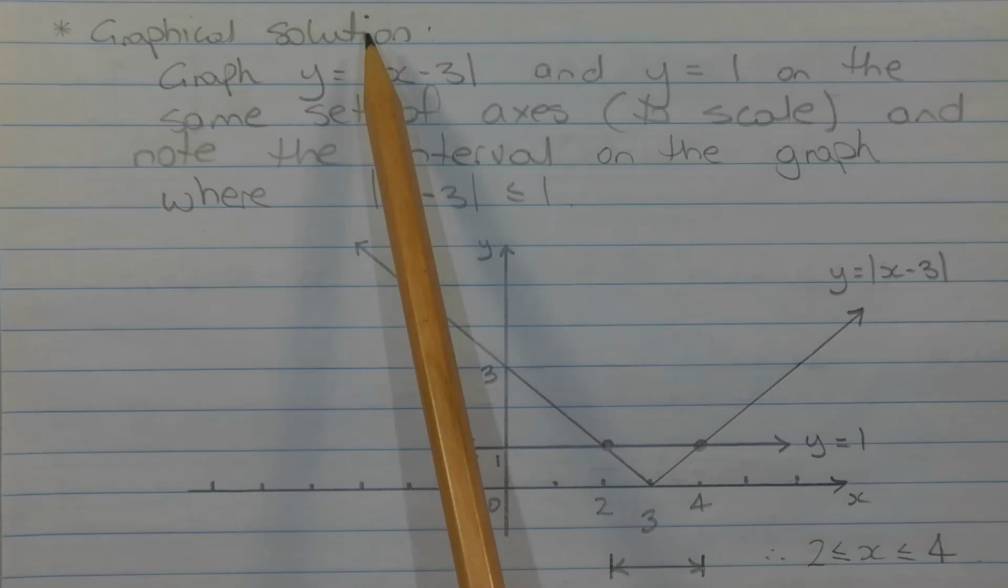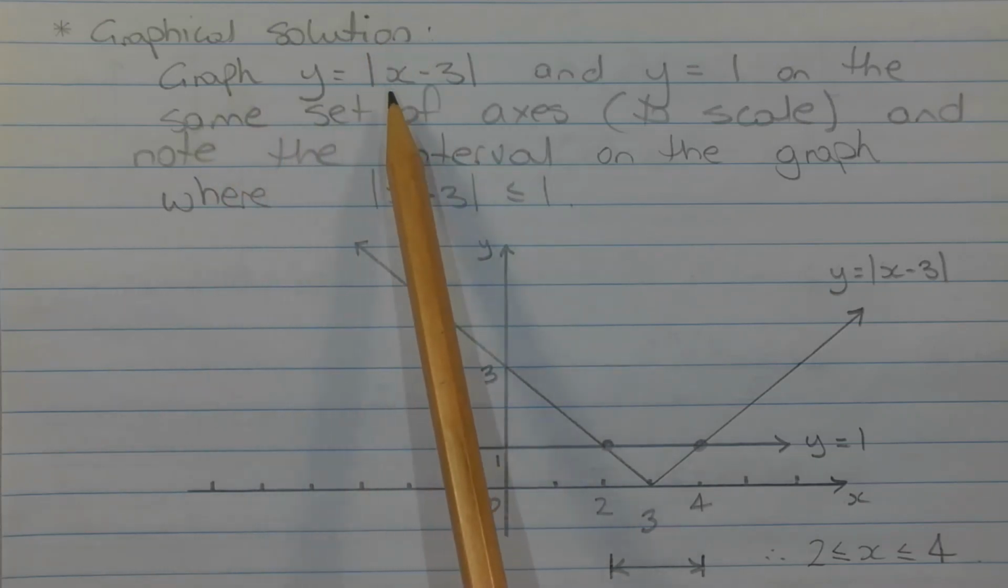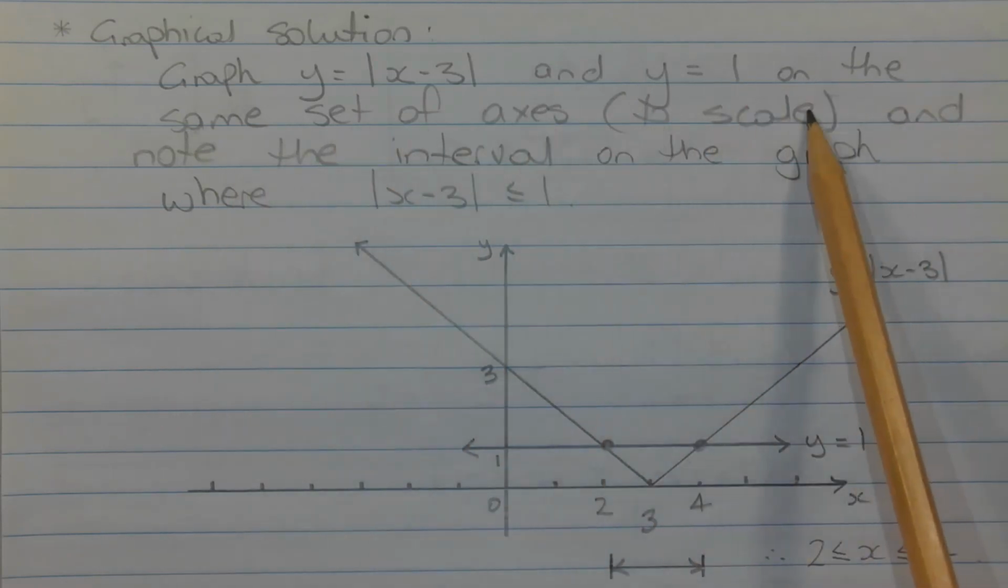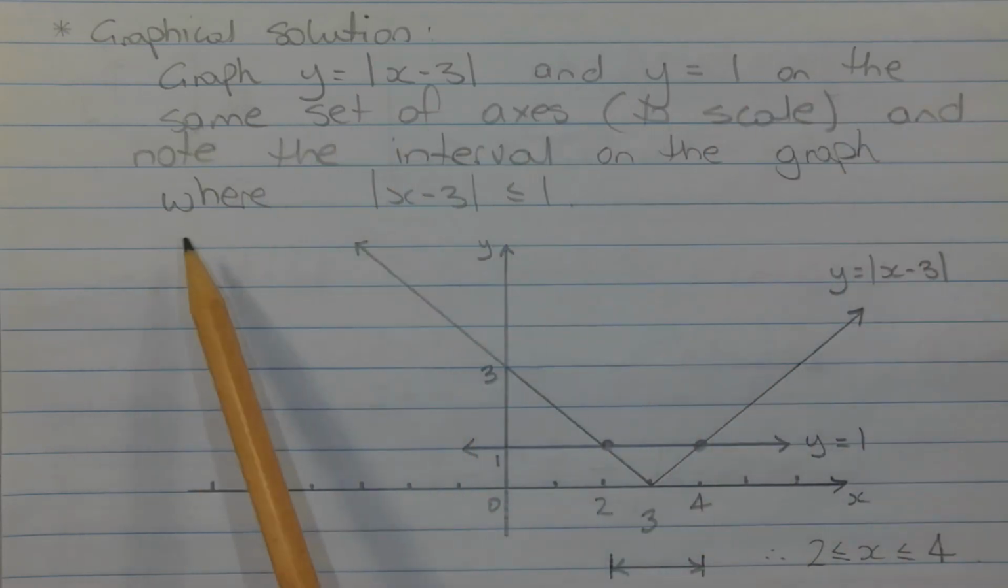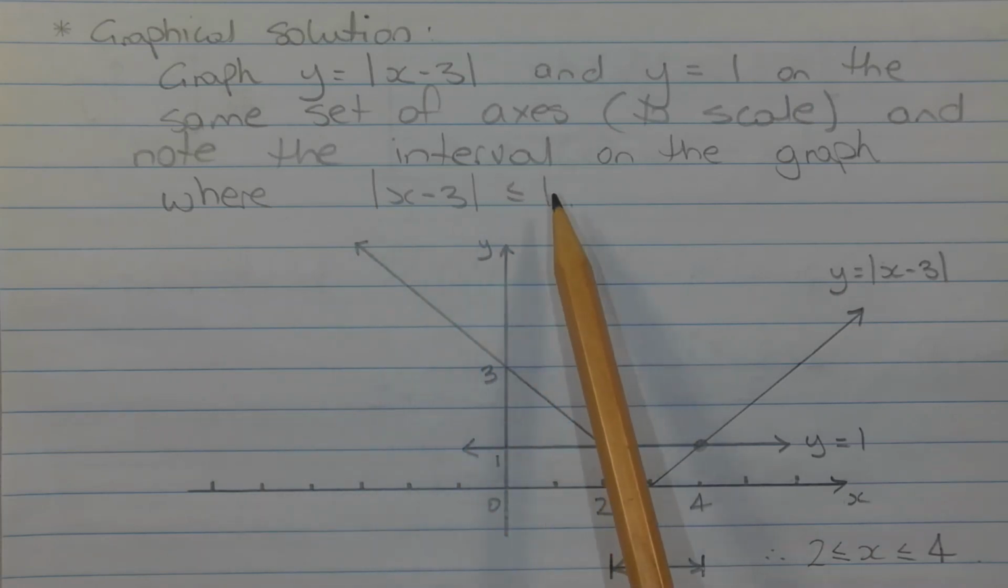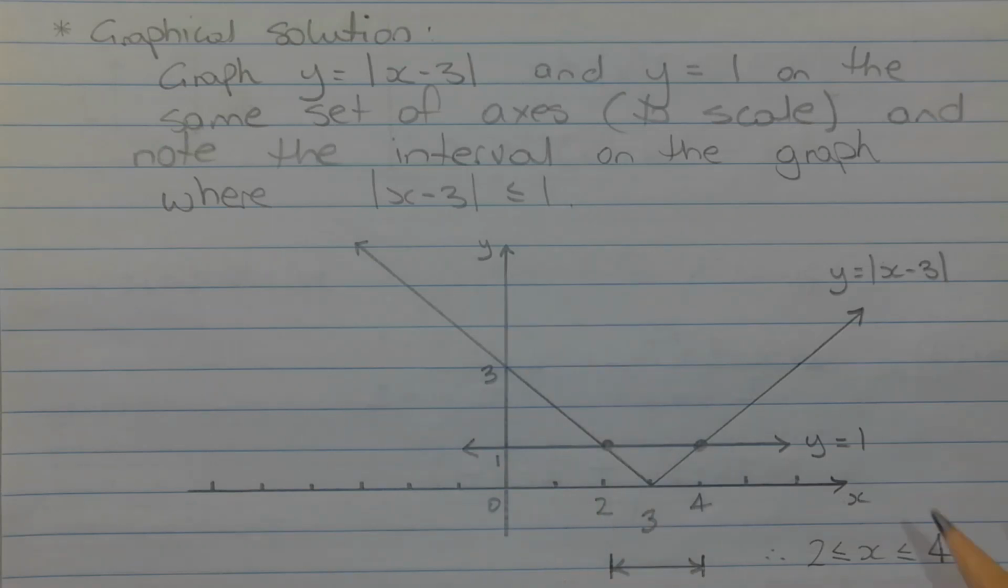Using a graphical solution to solve the inequality, we graph y equals the absolute value of x minus 3 and y equals 1 on the same set of axes to scale. And note the interval on the graph where the graph of the absolute value of x minus 3 is lower or less than the graph of y equals 1. Now, the graph of y equals the absolute value of x minus 3 is a V-shaped graph with the vertex at x equals positive 3 and a y-intercept of positive 3. And the graph of y equals 1 is a horizontal line with a y-intercept of 1.